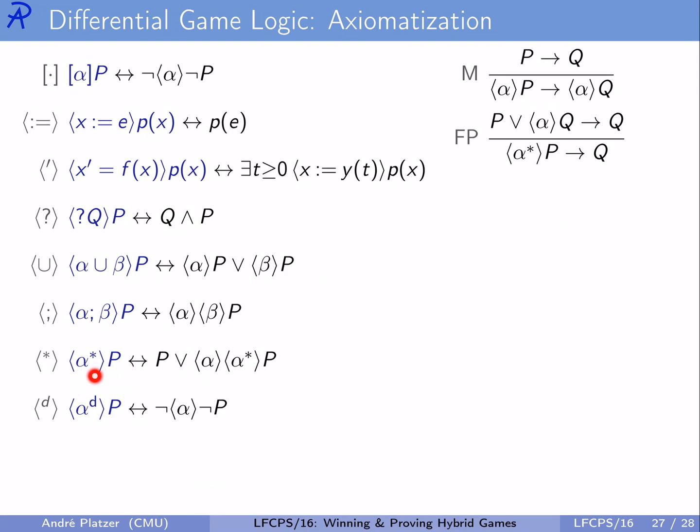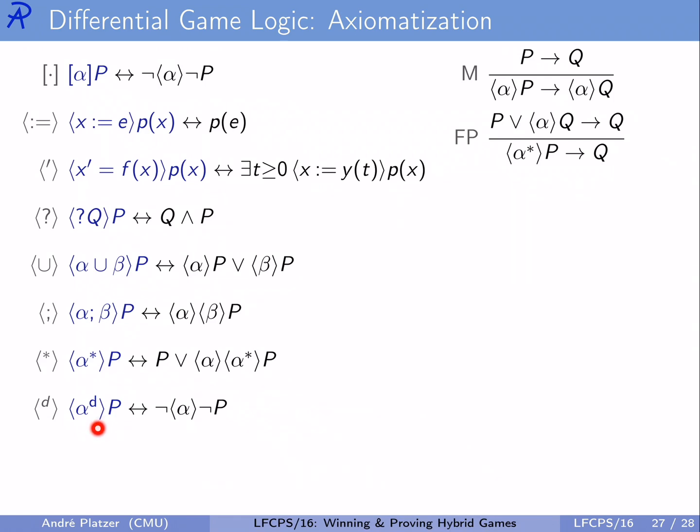Angel has a winning strategy in the game of repetition of alpha to get to P whenever she's already in P, or she has a winning strategy to play alpha for one round and get to a state from which she can continue further by having a winning strategy in the game of repetition of alpha to get to P.